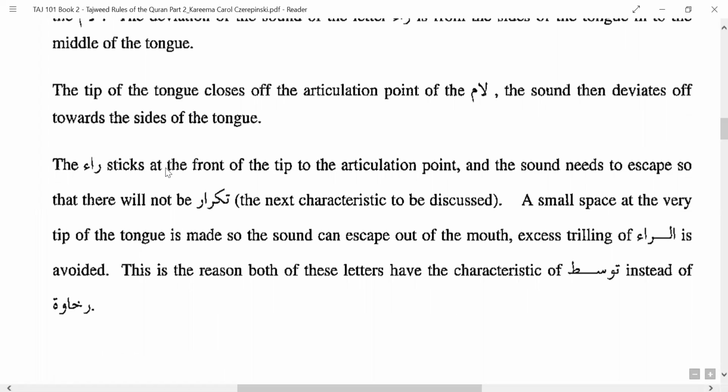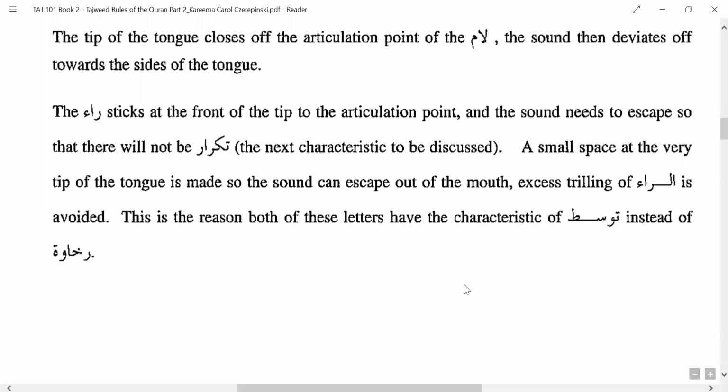So what happens in ra? The front of the tip you are sticking to the makhraj, and this sound needs to escape. Why? Because if it doesn't escape, you will have a takrar. So to avoid getting that takrar, you need that sound to escape from there. So a very small space will be left at the tip so that the sound can escape from there. So the excess trilling of ra is avoided because of that.